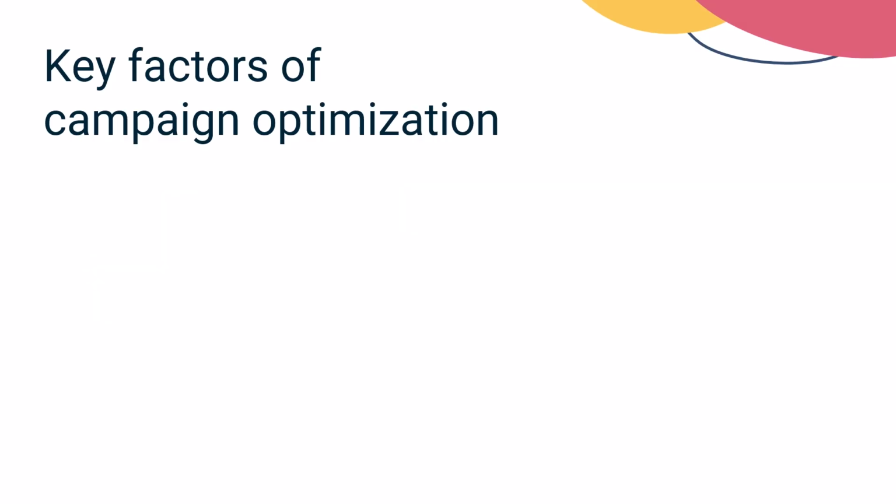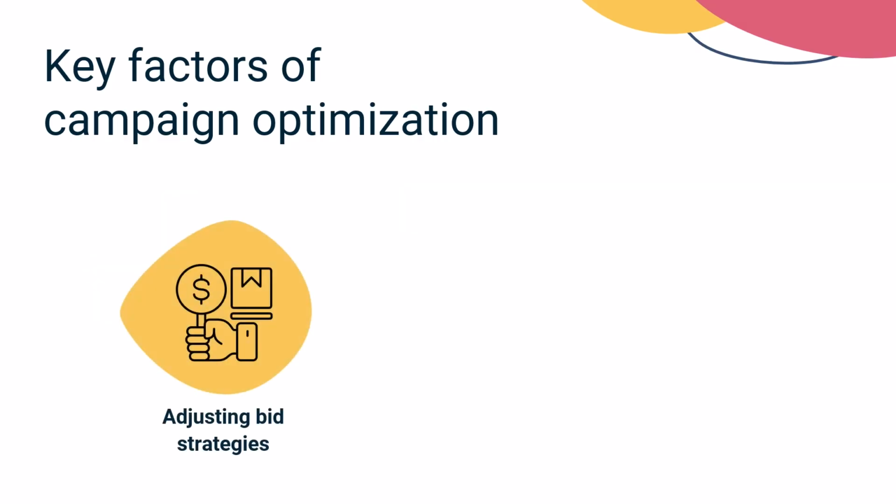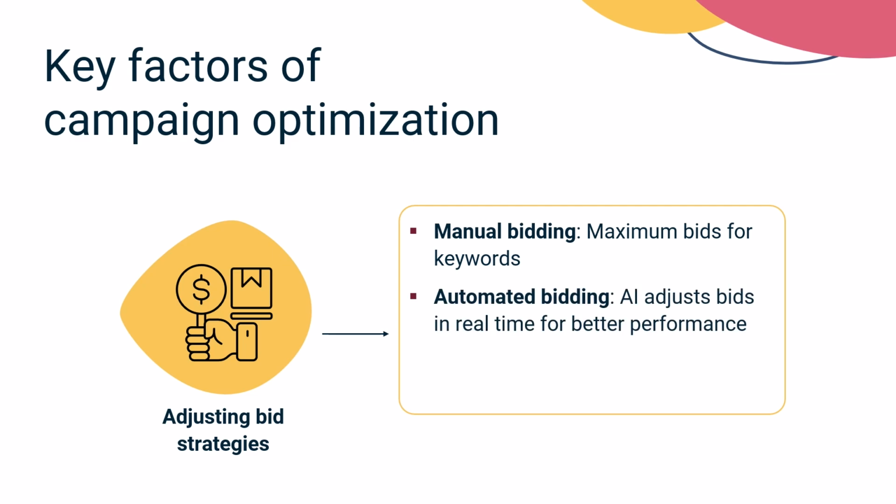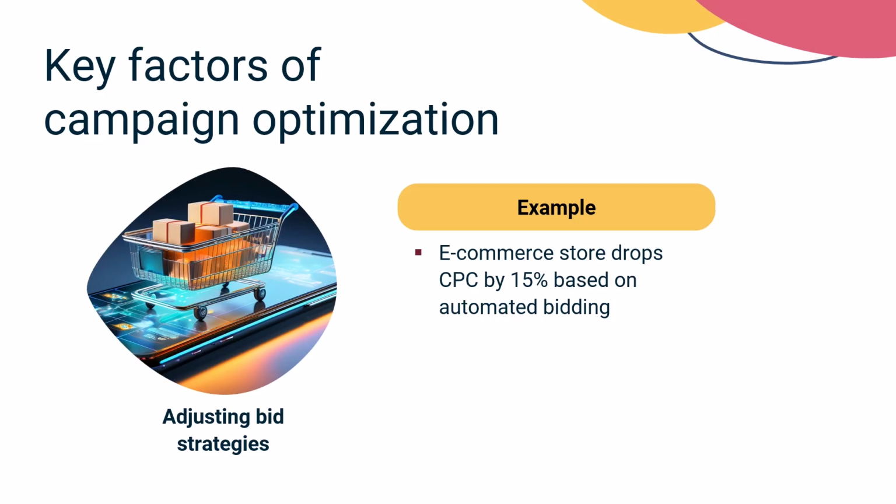Depending on the analyses, adjusting bid strategies upwards or lower ensures ads remain competitive without overspending. Some common bidding strategies include manual bidding, wherein advertisers set maximum bids for keywords; automated bidding, wherein AI adjusts bids in real time for better performance; and target return on ad spend, or ROAS, which refers to adjusting bids to maximize revenue. Consider an e-commerce store that uses automated bidding and notices its CPC drops by 15%, allowing it to reach more users for the same budget.